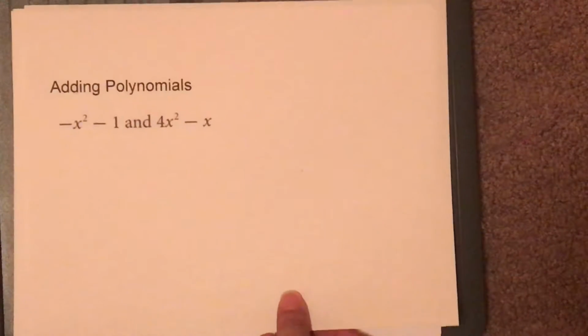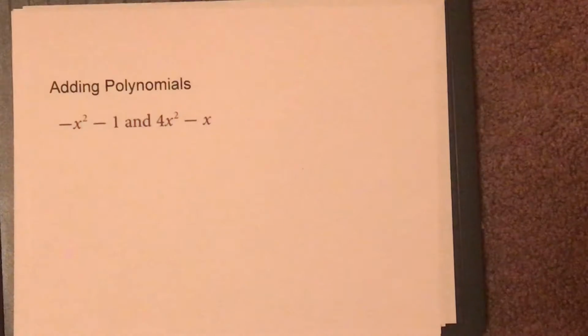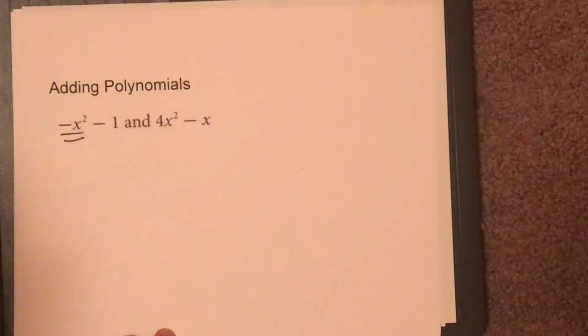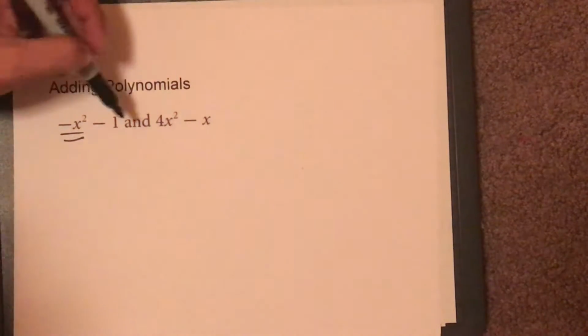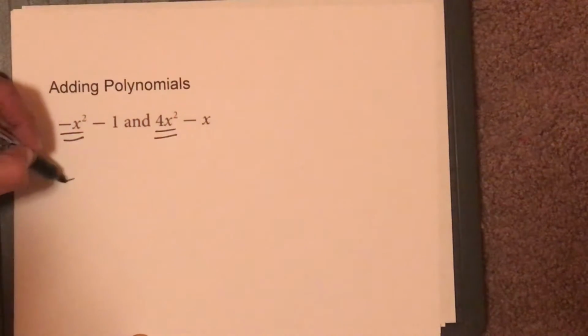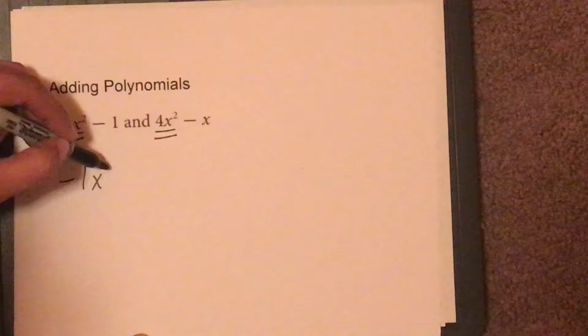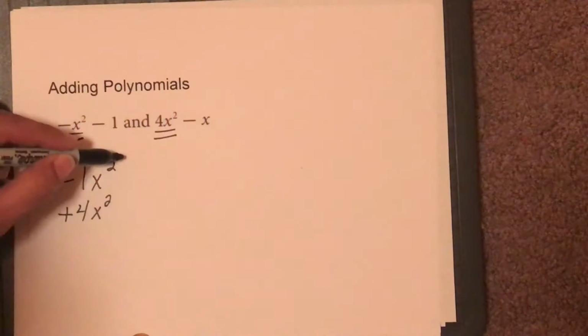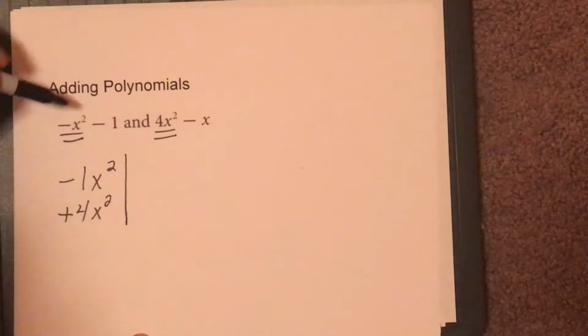Our first example will be adding polynomials, which is just combining like terms that you can identify. We want to identify any x squared terms, and we'll do a double underline to make sure we don't get confused with any others. You can see here that there's a 4x squared. So this is negative 1x squared with positive 4x squared. We want to keep them in their own column.